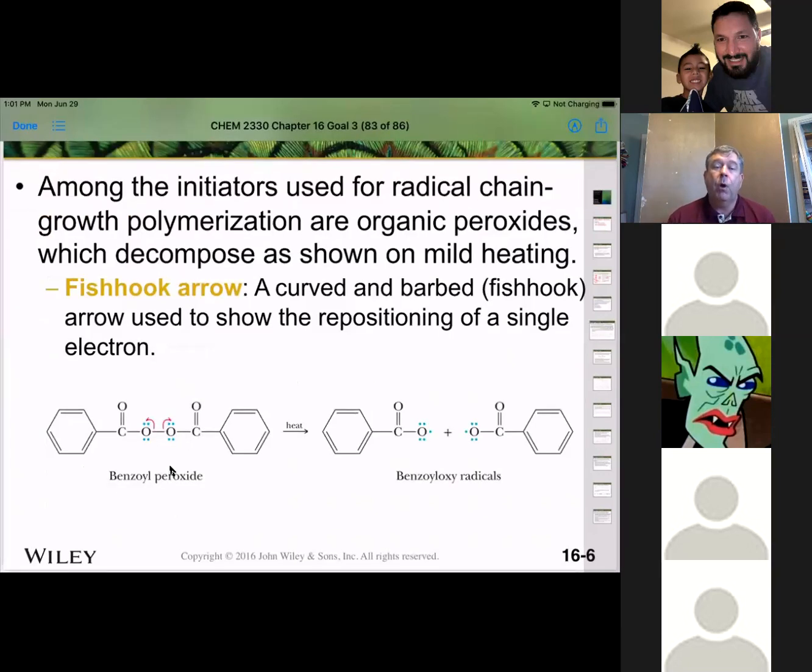So up to now, when we draw things happening, we draw a double-sided arrow because 2 electrons are coming in from the nucleophile. The 2 electrons are used to create a new sigma bond. Here, we're doing something different. We're breaking a sigma bond and 1 electron goes to each of the 2 components. So we're going to use what we call a fishhook arrow, which means a single barb means 1 electron and a double barb means 2 electrons.